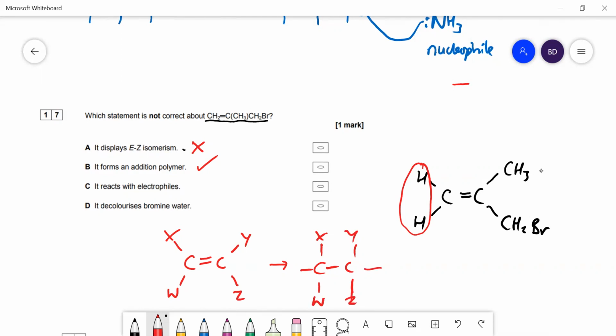It will react with electrophiles. Yes, it will, because it's got a carbon-carbon double bond. It will decolorize bromine. Yes, it will, because it's got a carbon-carbon double bond. So A is the only one which is not correct.